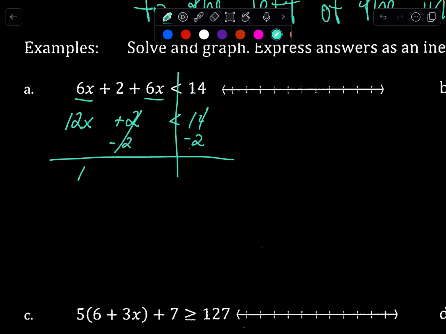Cross out. 12x is going to be less than, well, 14 minus 2 is going to be 12. Okay, you want to divide off the 12 from both sides. And you're going to be getting x is less than 1, right? That's going to be the first part of your answer: x is less than 1.